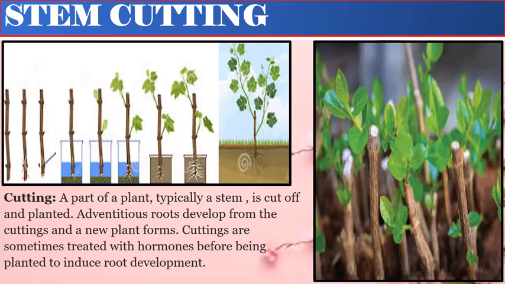In this method, cutting of a healthy young branch of a plant having leaf buds is planted in the moist soil. Cutting develops roots and grows into a new plant. This method is used to propagate plants like bougainvillea, chameli, rose, and sugarcane.